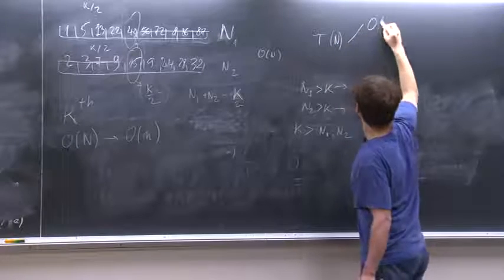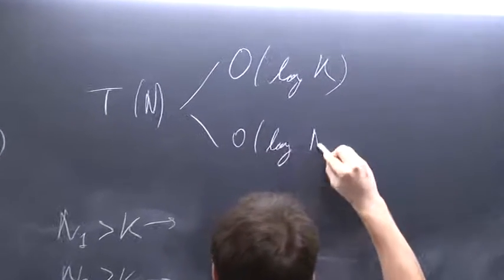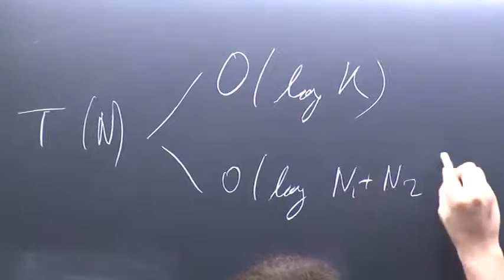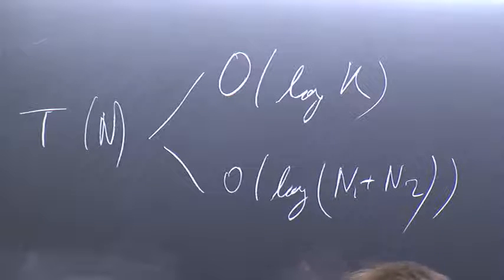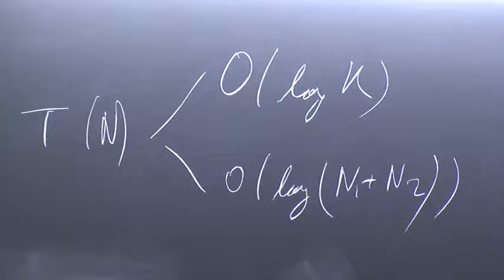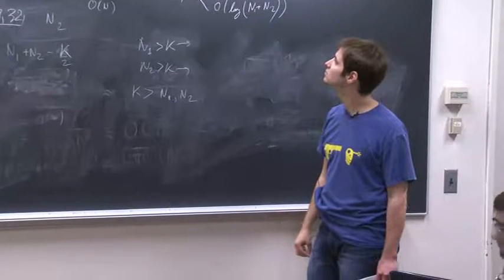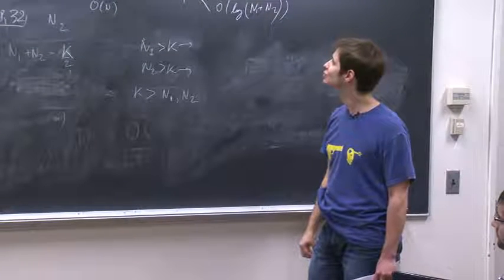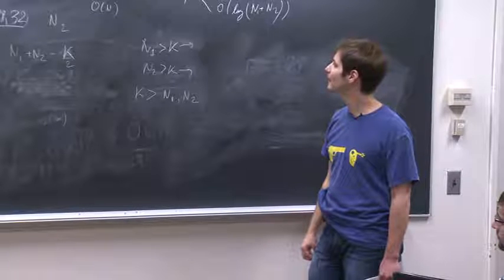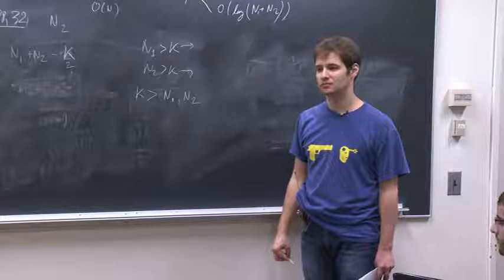So log k versus log(n1 + n2). Are these different? Yes. If k is 1, the algorithm should only recurse once, even if n is 20 million. But if k is 20 million and the lists are 2 million long, it'll take approximately the list lengths to run.